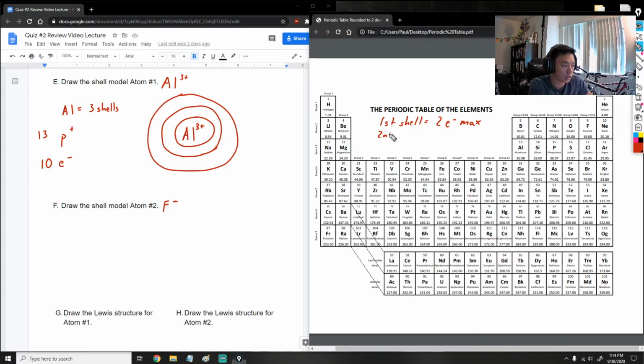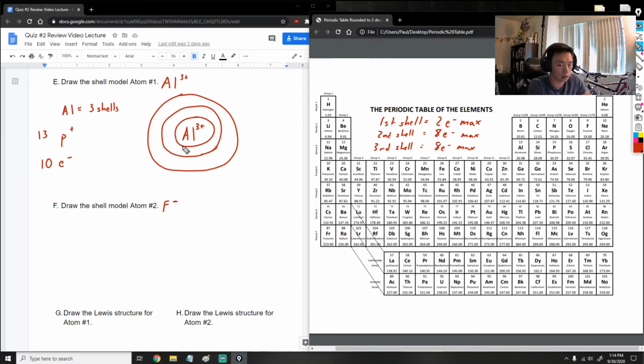Okay, what about the second shell? We can get that by looking at the second row. There's 1, 2, 3, 4, 5, 6, 7, 8. So if there's 8 boxes, it can hold 8 electrons max. And then the third row has 1, 2, 3, 4, 5, 6, 7, 8. So the third shell can also hold 8 electrons max. And we'll stop right there because we said Al has 3 shells. Okay, so now we know the maximum number of electrons that go in each shell.